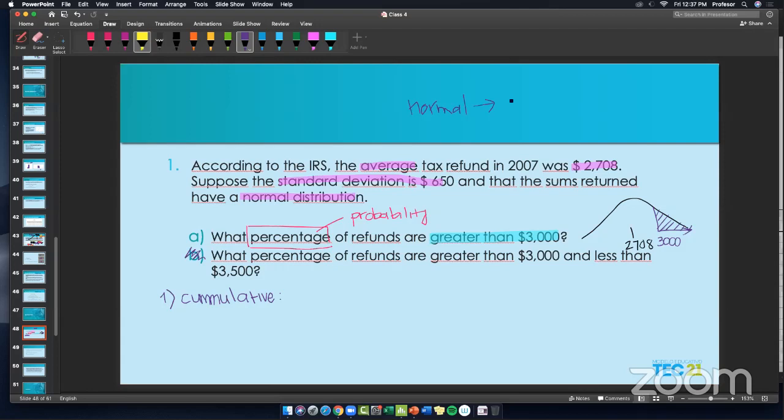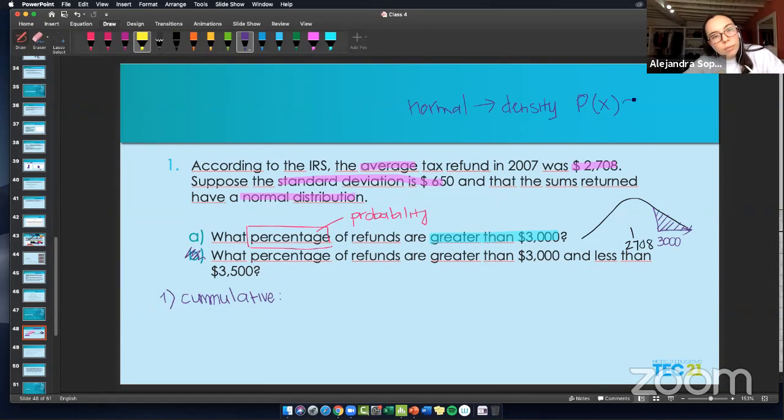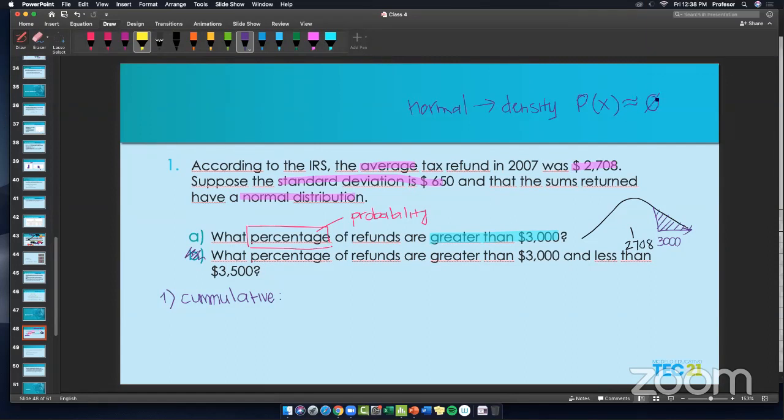Normal cannot be density. Why can't it be density? Because it is not specific, it is ranges. But what if they tell you, give me the probability of people having refunds of exactly $3,000? The probability is very small, right? Exactly, it's close to 0. If they ask you, on a normal distribution, the probability that the refund is exactly $3,000, it's going to be close to 0, because we already said that the probability is the area of a hair strand. So it doesn't make sense.